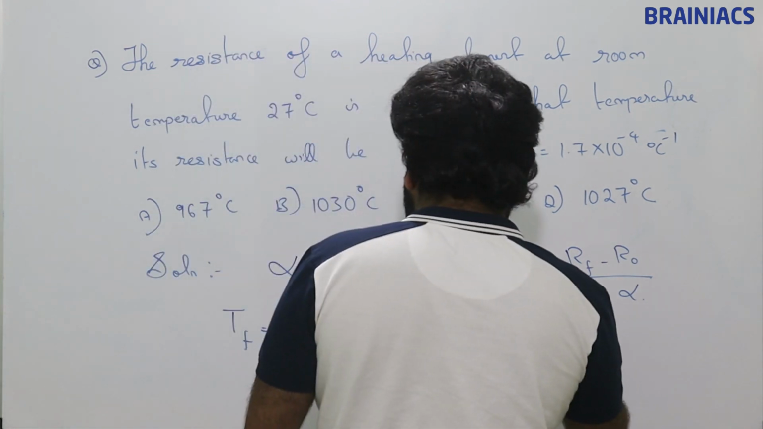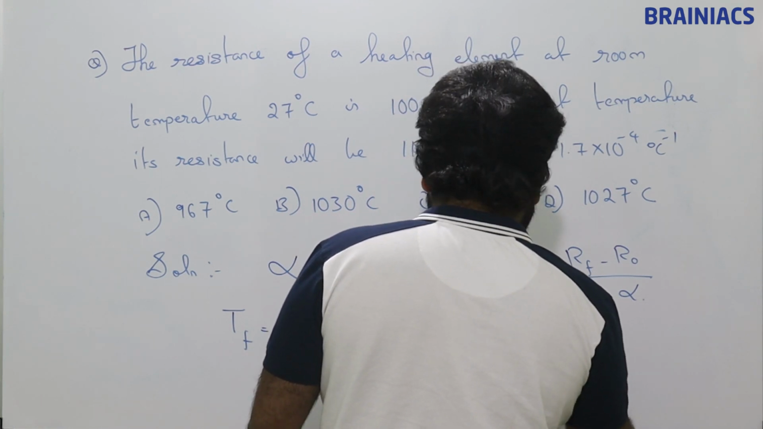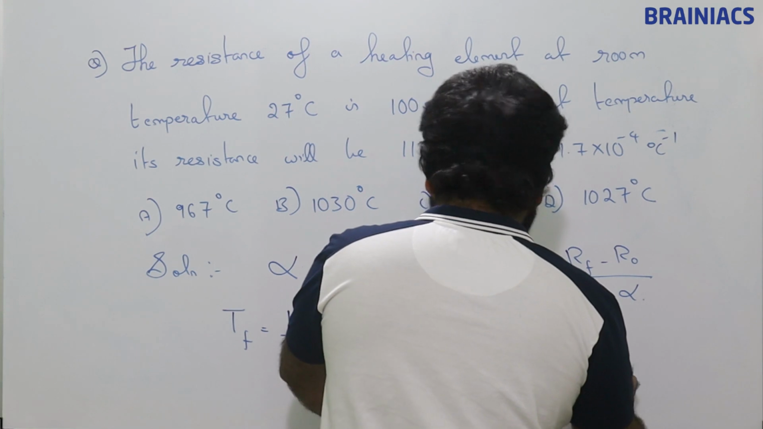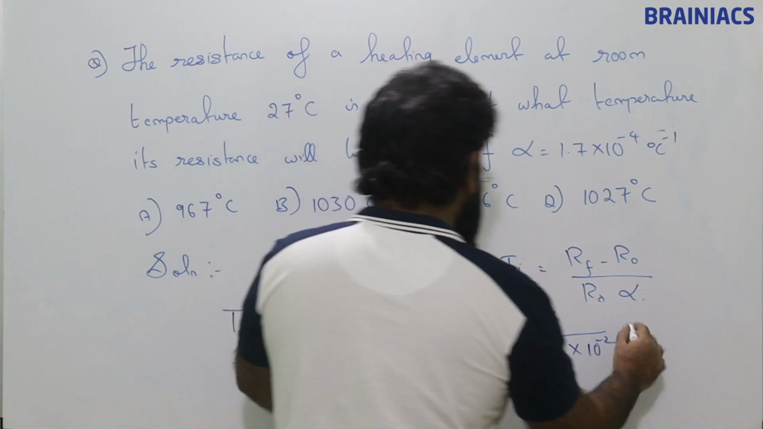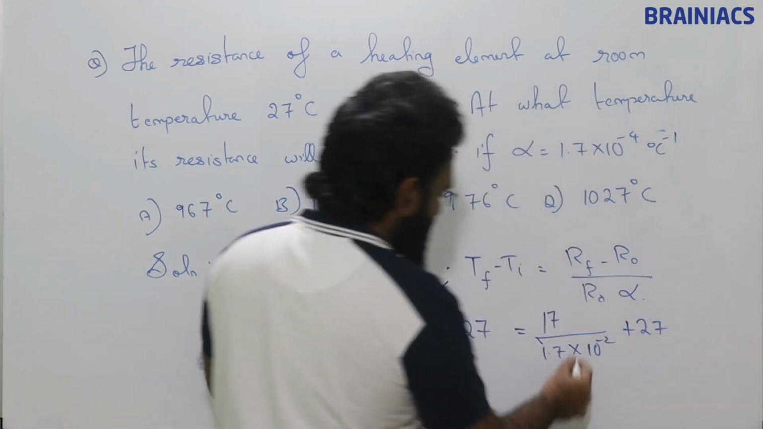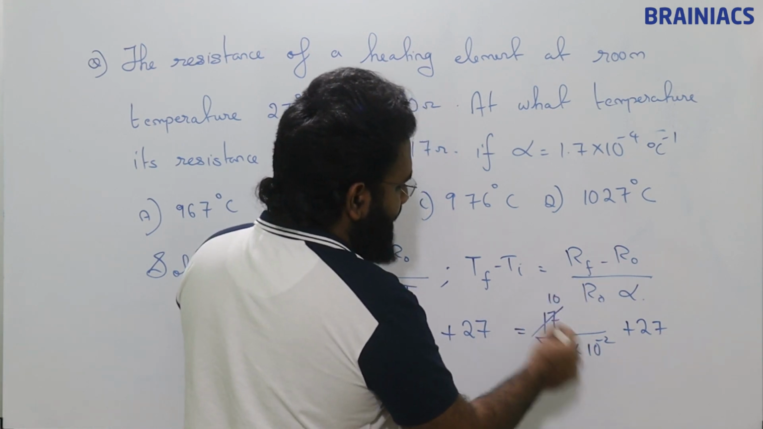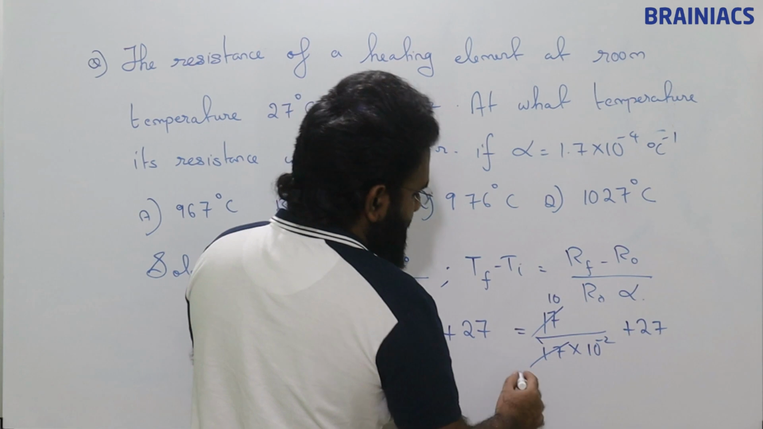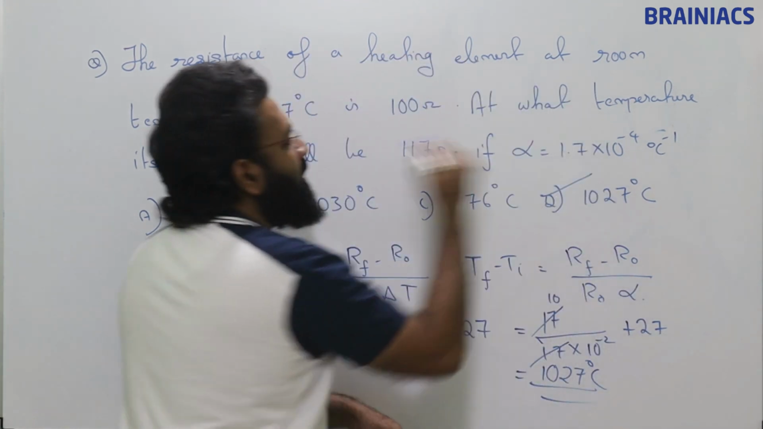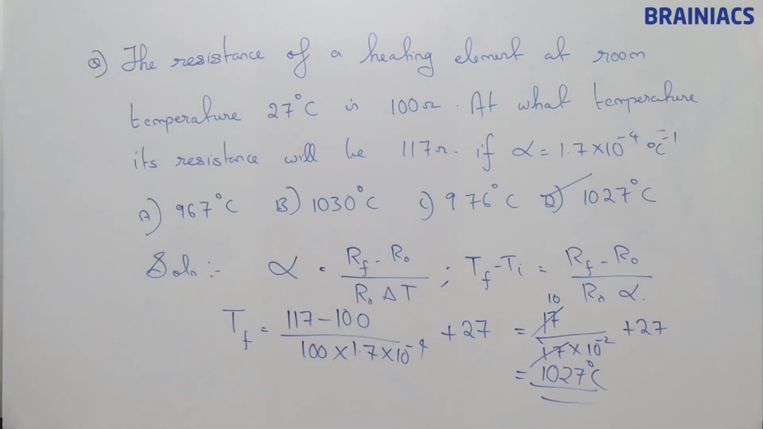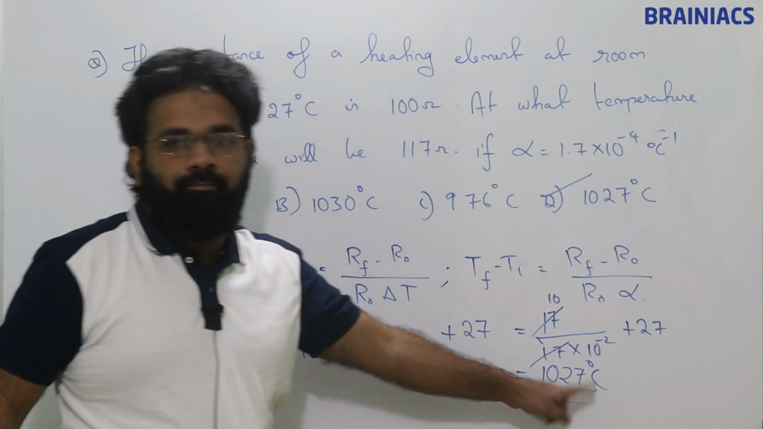This is 17 divided by 1.7 into 10 raised to -2, plus 27. The 10 raised to -2 will go up, so this will become 10 raised to 3. So totally how much? 1027 degrees Celsius will be the answer, option D. 1027.